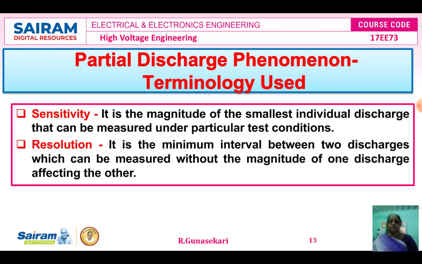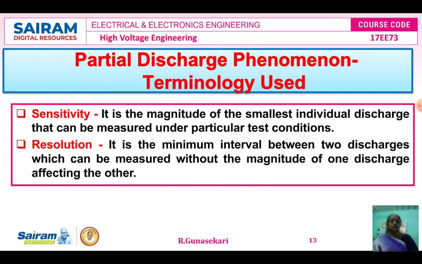Then sensitivity. Sensitivity is nothing but the magnitude of the smallest individual discharge which can be measured under particular test conditions. Resolution. The resolution is nothing but the minimum interval between two discharges which can be measured without the magnitude of one discharge affecting the other.